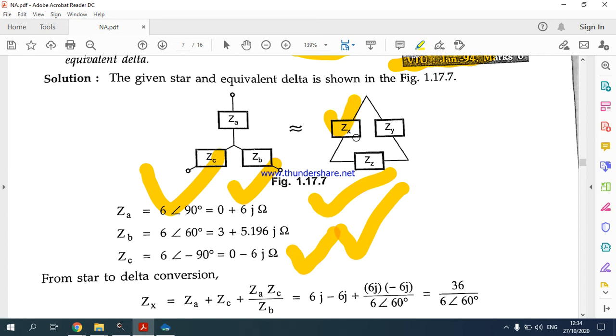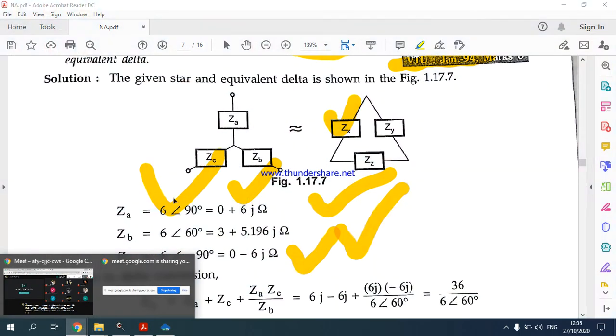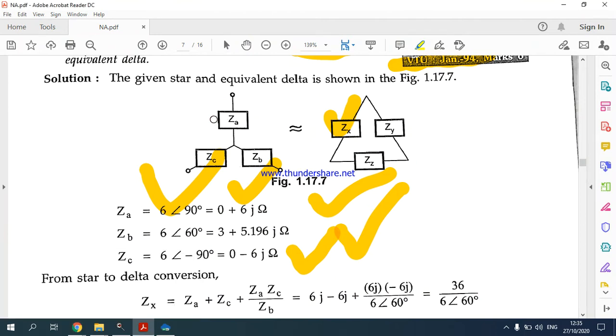Yes, Pragati? Between ZA and ZC, here you will connect ZX. So because of this, I can write down the expression for ZX. What is that expression? ZX equals ZA plus ZC plus ZA into ZC divided by ZB.